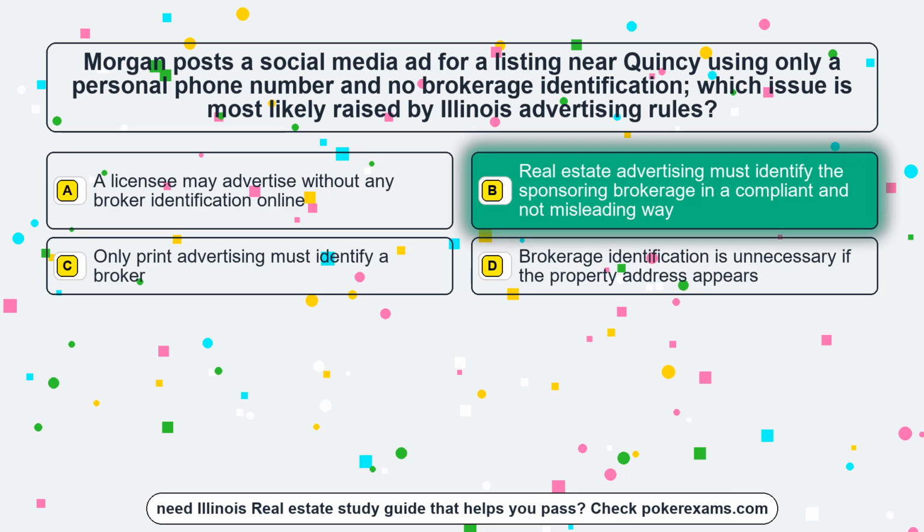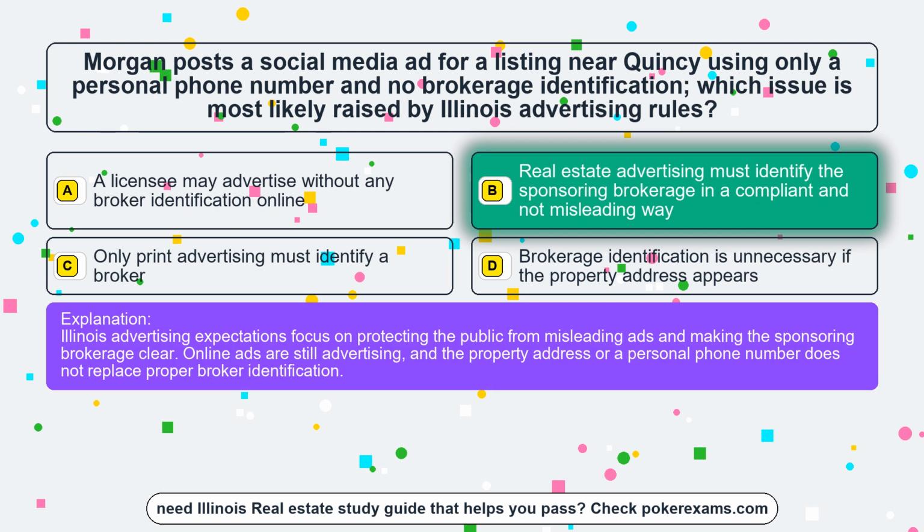The correct answer is option B. Real estate advertising must identify the sponsoring brokerage in a compliant and not misleading way. Illinois advertising expectations focus on protecting the public from misleading ads and making the sponsoring brokerage clear. Online ads are still advertising, and the property address or a personal phone number does not replace proper broker identification.